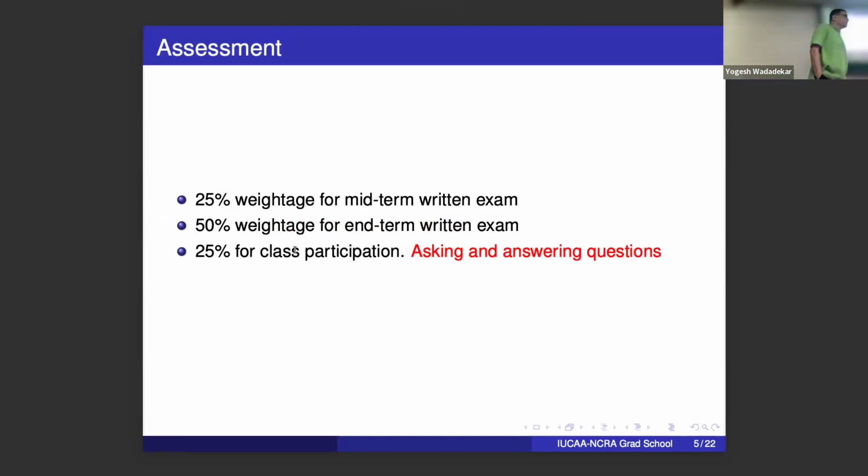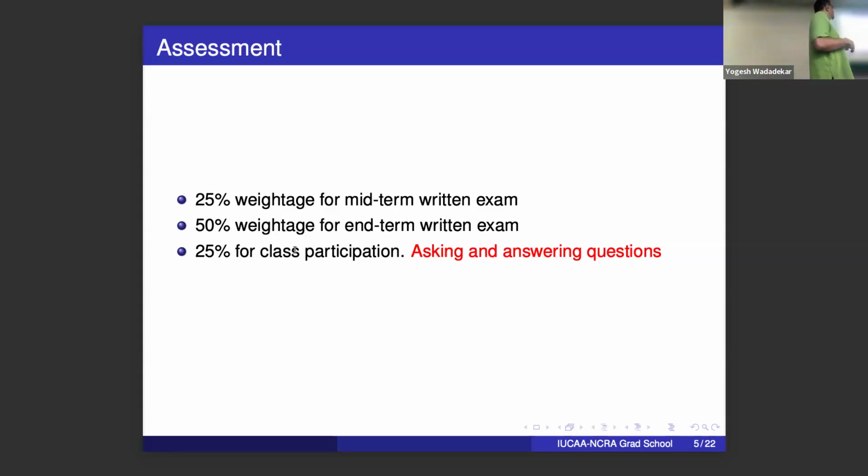So we are going to have evaluation in the form of 2 exams, 25% weightage for a midterm written exam, and 50% weightage for an end-term written exam. That's 75%. But I'm reserving 25% for class participation. And this involves both asking and answering questions. For many of you, all the topics will be very new. You wouldn't know much about it. So please feel free to interrupt me at any time and ask.